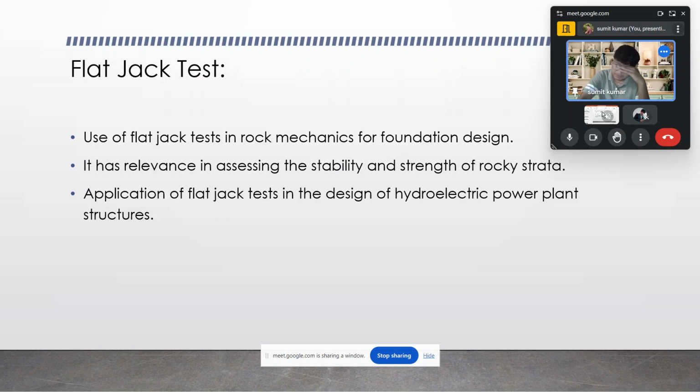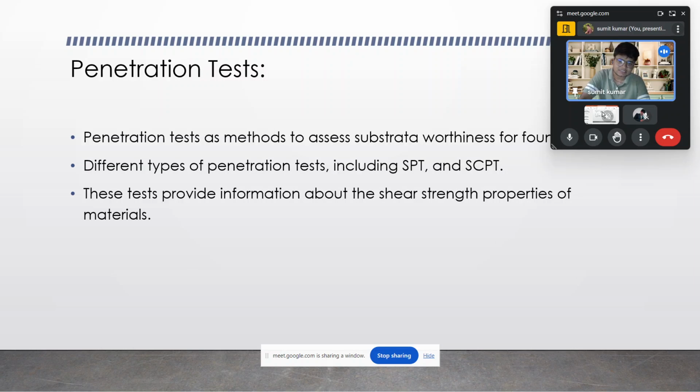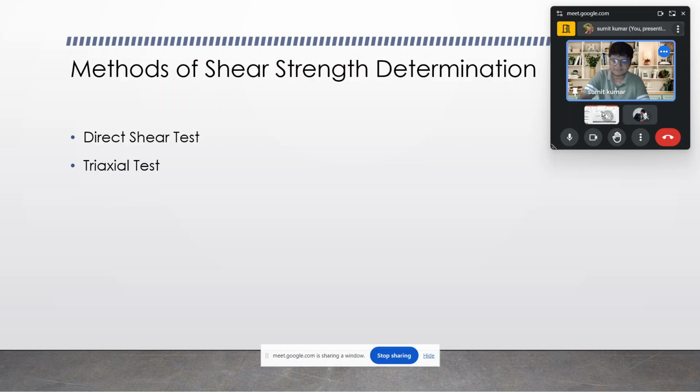The next one is the flat jack test. It is used in rock mechanics for foundation design. It has relevance in assessing the stability and the strength of rocky strata. Application of the flat jack test in the design of hydroelectric power plant structures is one of the important factors. In the penetration test, we perform SPT and SCPT tests. These tests provide information about the shear strength properties of the material.